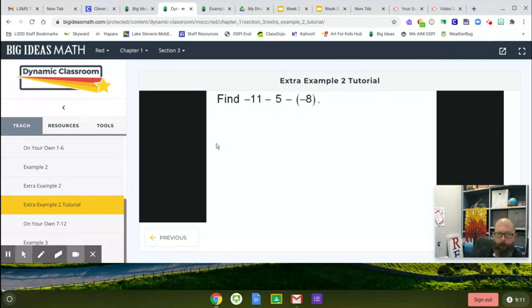So to work through this problem, we will go from left to right and do one operation at a time. So let's start with -11 minus 5. To subtract two integers, we need to add the opposite. So we have -11 plus the opposite of 5, which is -5. Then we subtract -8.